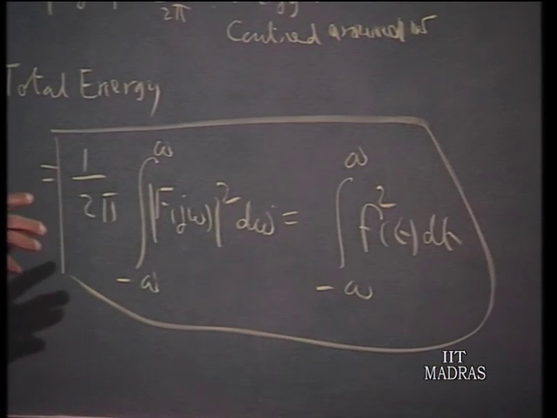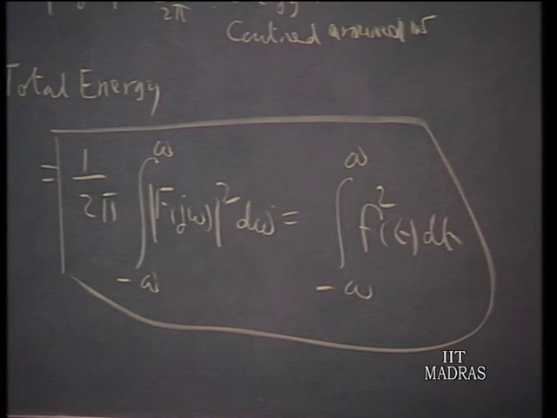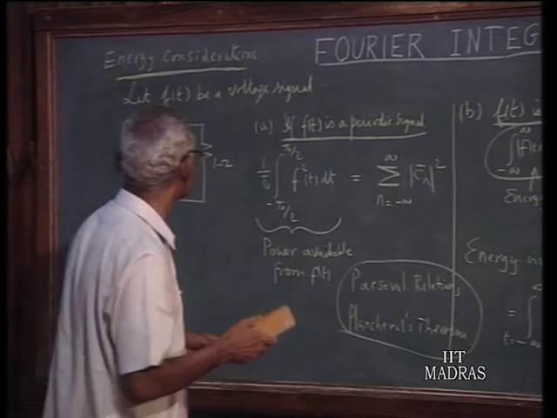The meaning of this is, if this is a voltage signal and this is given to a 1 ohm resistor, this is the energy that is dissipated in that 1 ohm resistor. You can calculate it in the time domain or frequency domain as the case may be. Now, let us work out an example to illustrate this particular concept.